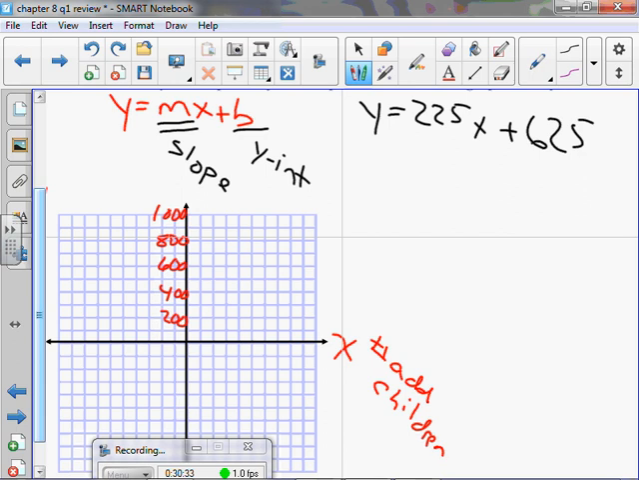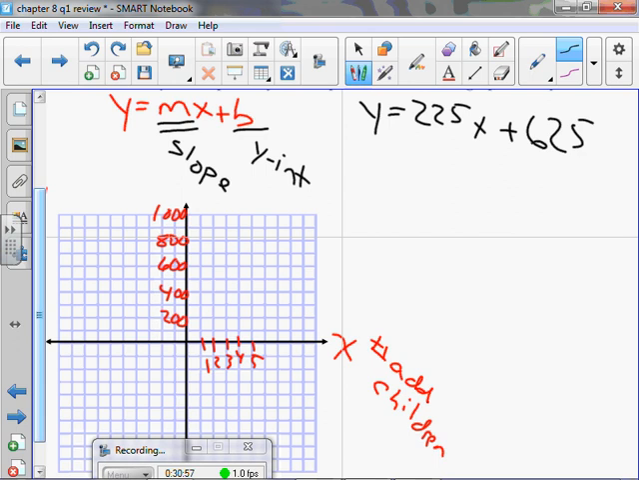Well, I don't want to count by a lot because how many additional children are you going to have? Probably not in the hundreds. Let's just count by ones. This is going to be one additional child, 2, 3, 4, 5, etc. Now I'm going to graph this: 225x plus 625. Remember, it asked me to find my slope and my y-intercept and use that to graph.